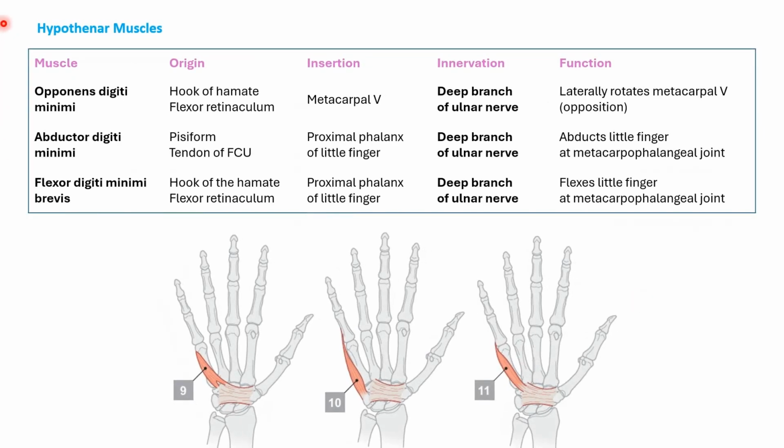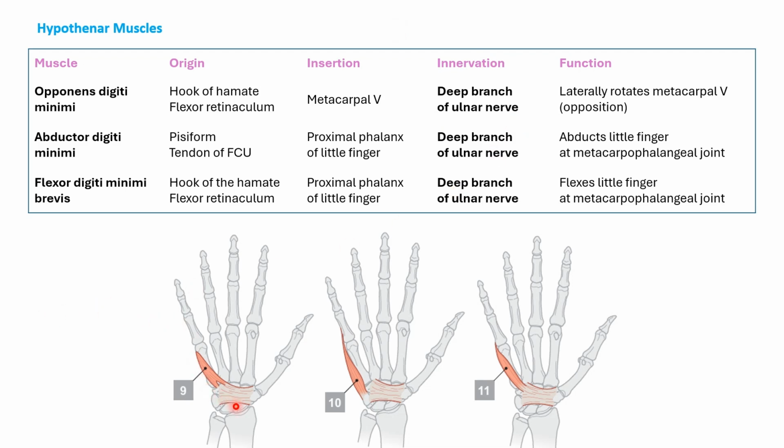Okay, now we expand hypothenar muscle. There are 3 hypothenar muscles: opponens digiti minimi, abductor digiti minimi, and flexor digiti minimi. And all hypothenar muscles are innervated by a common nerve. It is deep branch of ulnar nerve.